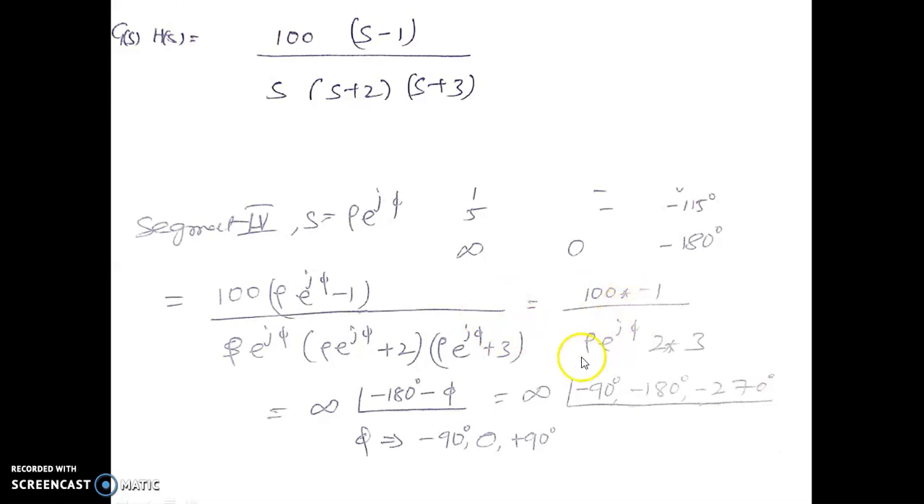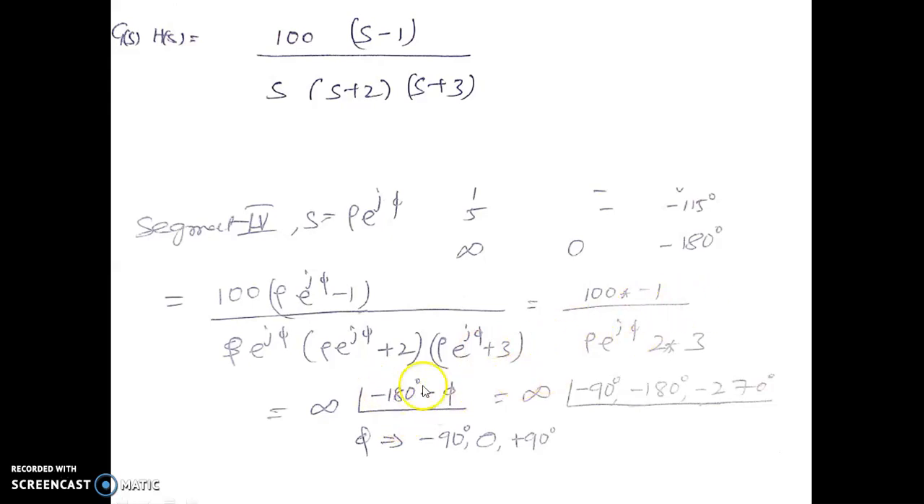So now, when rho tends to 0, that is the radius of segment 4 tends to 0, the entire magnitude becomes infinite. You can see this minus 1 is now represented by minus 180 degree, and in the denominator, since I have rho e power j phi, the angle will go onto the numerator and become minus phi.